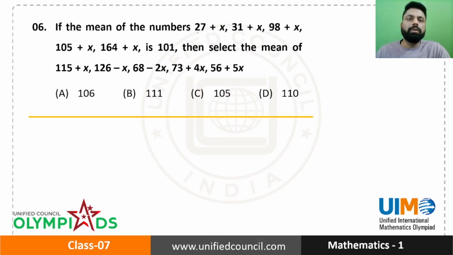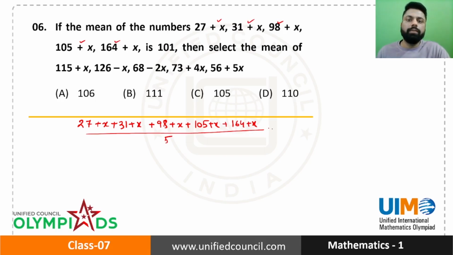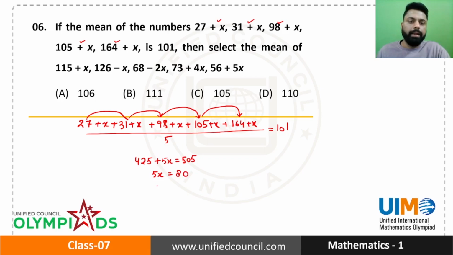If the mean of these numbers is 101, then select the mean of the other set of numbers. 27 plus x plus 31 plus x plus 98 plus x plus 105 plus x plus 164 plus x, divided by, there are 1, 2, 3, 4, 5 numbers, so divided by 5, is equal to 101. 27 plus 31 is 58, 58 plus 98 is 156, 156 plus 105 is 261, 261 plus 164 is 425, plus 5x is equal to 505. 5x is equal to 80, so x is equal to 16.